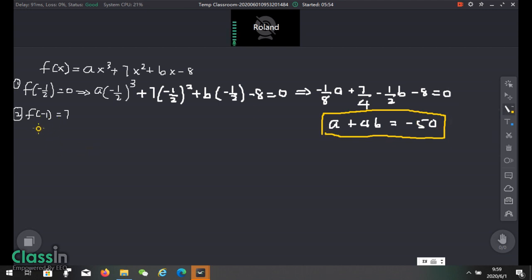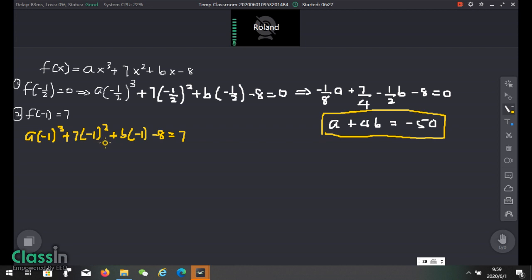If f of negative 1 is 7, it means in place of x, we put negative 1. Sorry, in place of x, we put negative 1. So we have a times negative 1 cubed plus 7 times negative 1 squared plus b times negative 1 minus 8, and this is equal to 7.